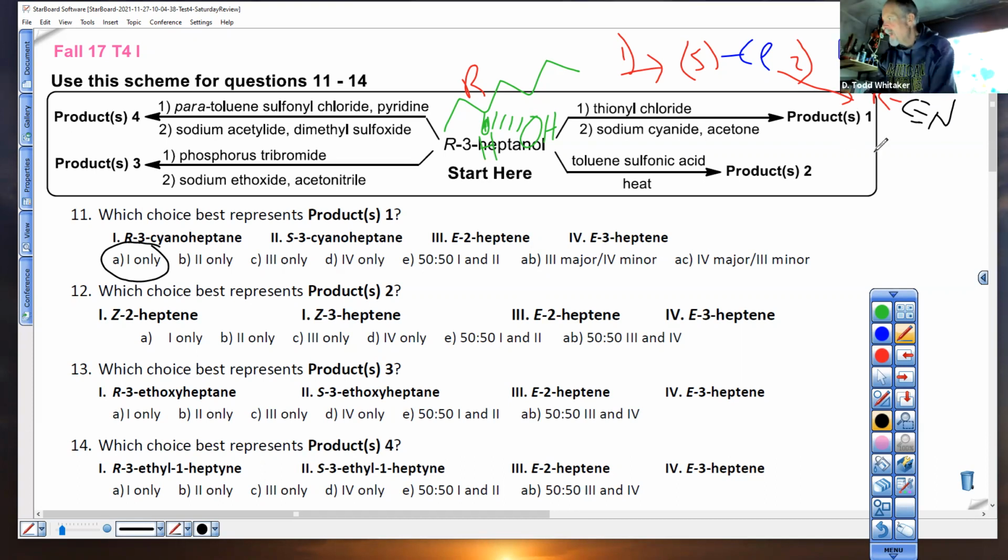Groovy. R should be in, it's a stereo center we're talking about, not an R group. And that's the answer.